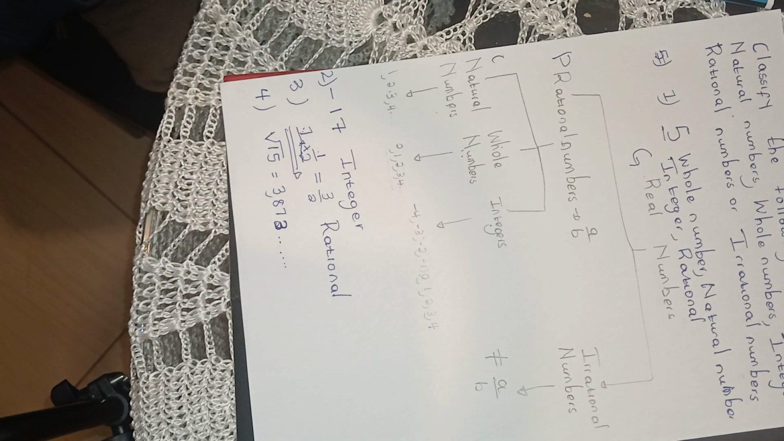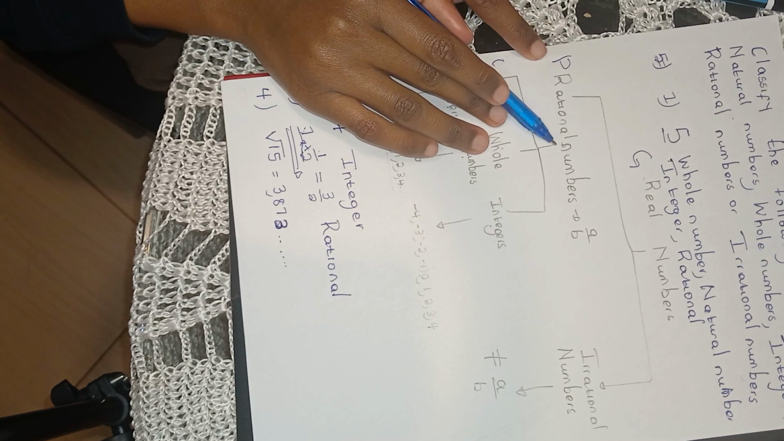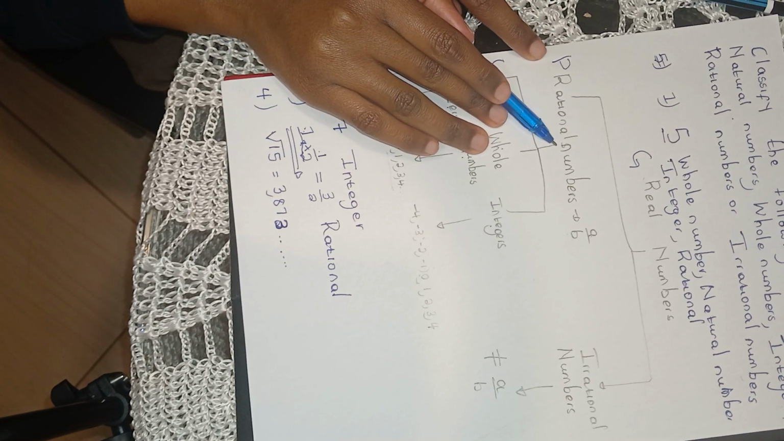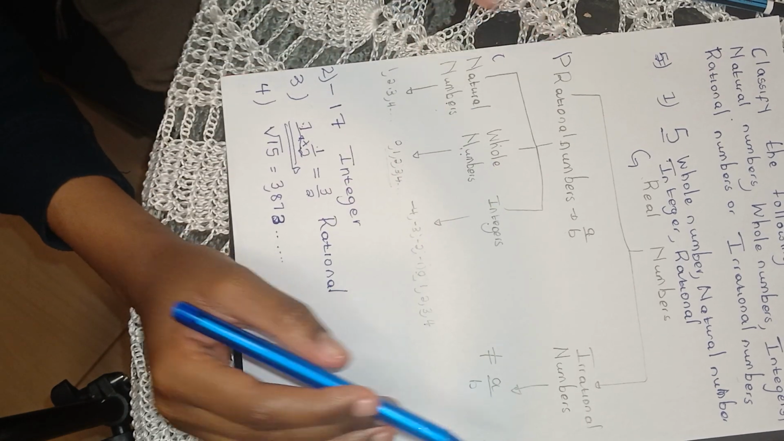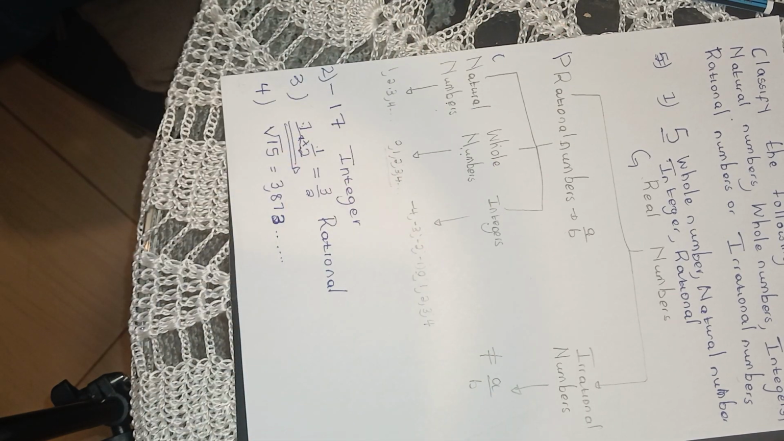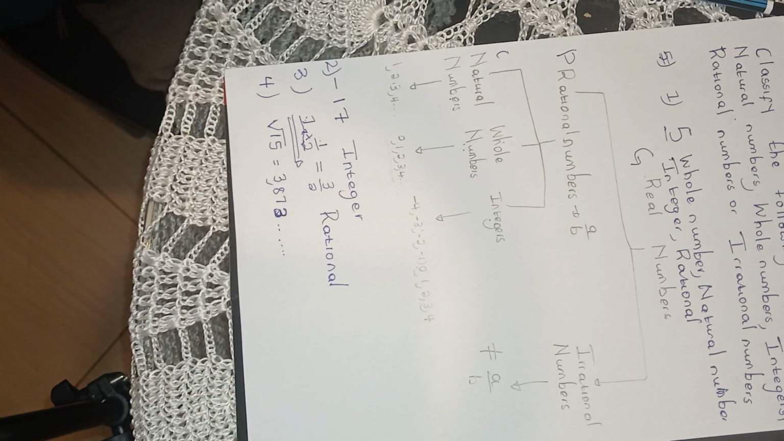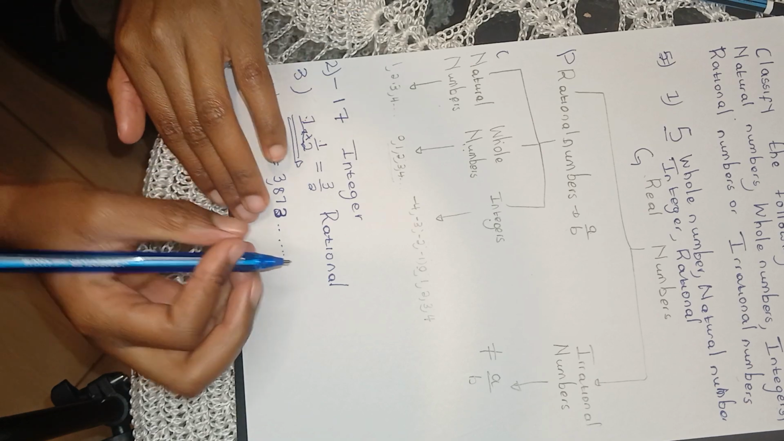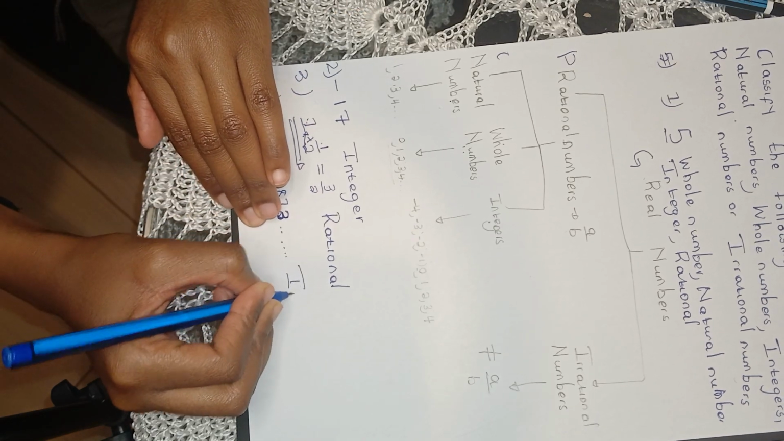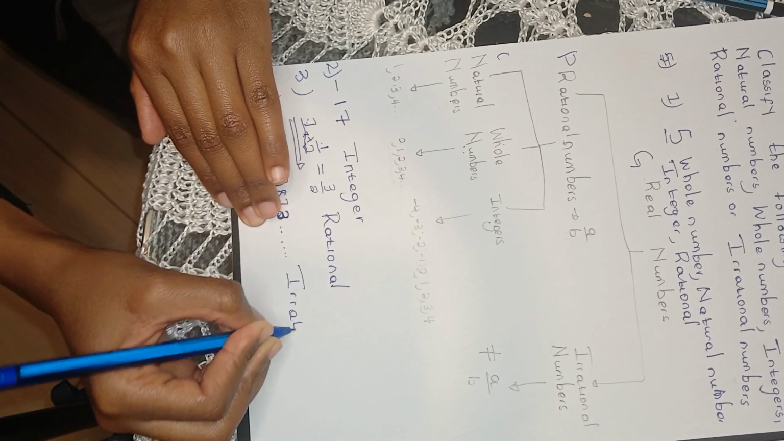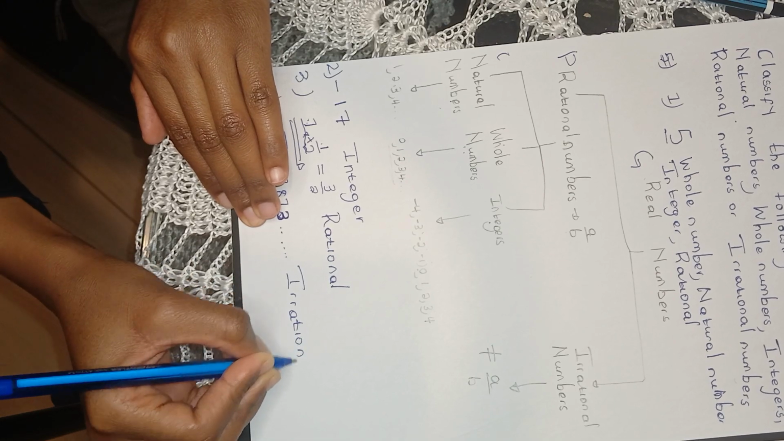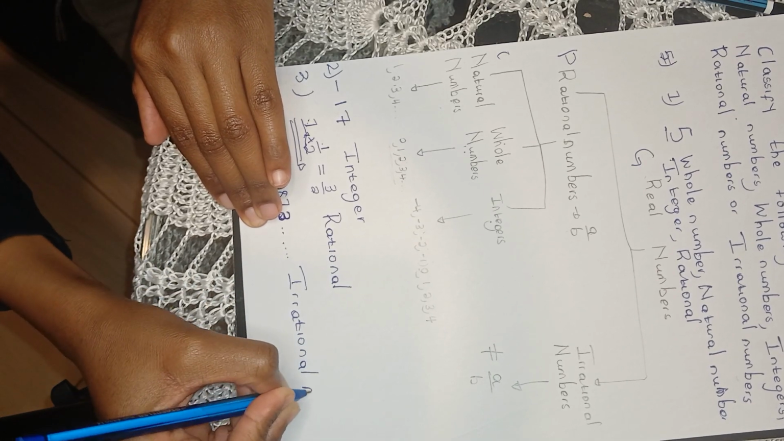And then this one, it's simple. Is it a rational number? No. Is it an irrational number? Yes. Because why? It cannot be written in this form. And again, it has a non-recurring decimal. So square root of 15 is an irrational number. Guys, do not mind my handwriting, please.